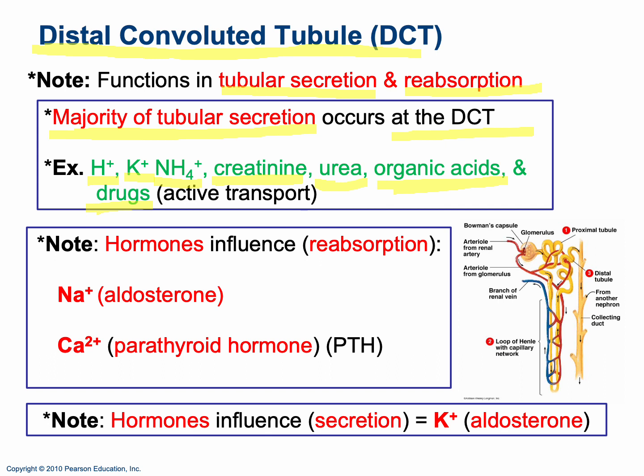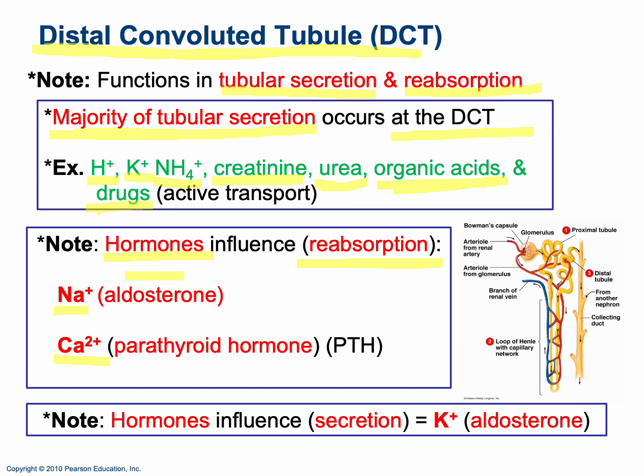All right, now, this is the first section of the nephron that is actually controlled by hormones. The hormones will have an influence here, especially when it comes to reabsorption of sodium and calcium. In reabsorption, these items leave the nephron and go into the blood.